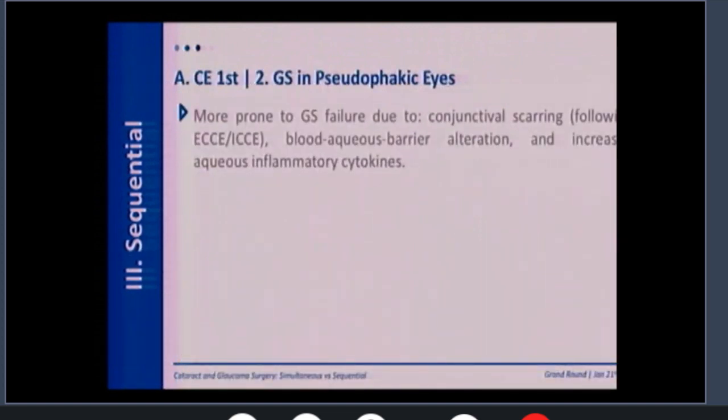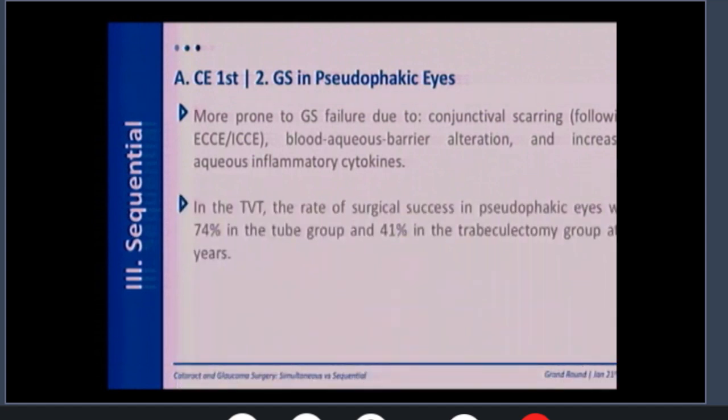The other issue to think about is, okay, I've done phaco, but if the patient needs glaucoma surgery in the future, will the chances of success be the same or not? Asking that question in a different fashion: what's the outcome of doing a trabeculectomy in a patient that's pseudophakic compared to a phakic patient? Studies have shown that there are many alterations to the structure as well as the biochemistry of the eye that might affect the outcome of future glaucoma surgery. The Tube Versus Trabeculectomy study, one of the landmark trials in glaucoma, found that success is less when the patient is pseudophakic compared to phakic patients.